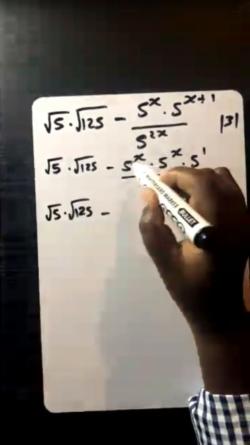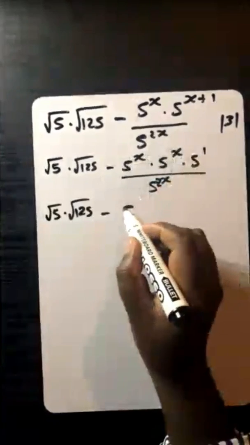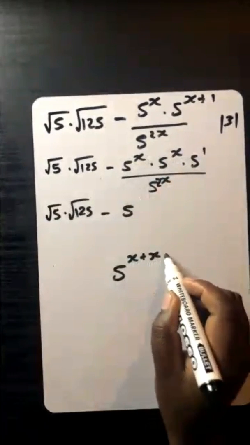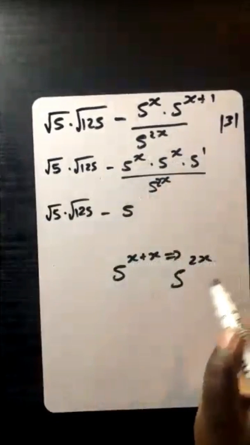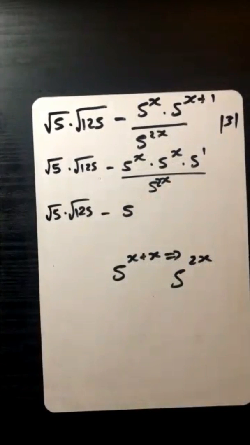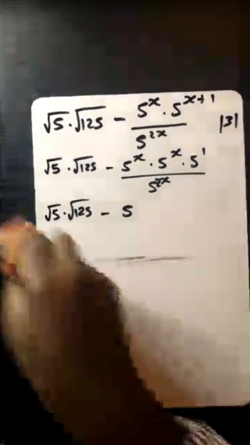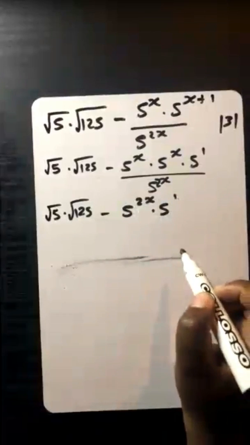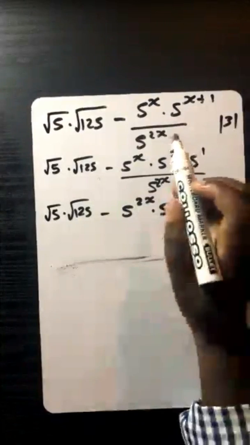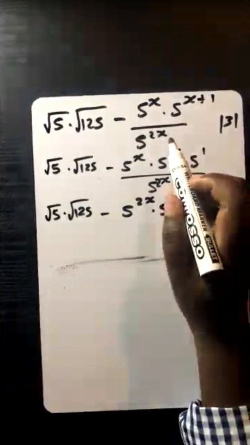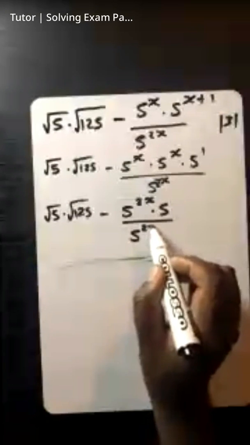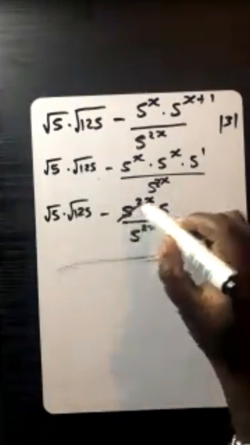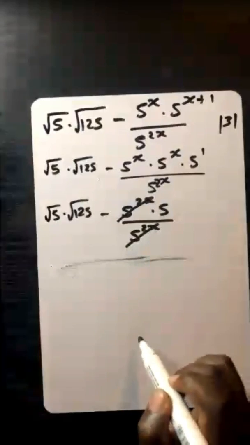When you multiply the same bases, you add the exponents, which means you're going to have 5 to the exponent x plus x, which equals 5 to the exponent 2x, because x plus x is equal to 2x. That means you've got 2x multiplied by 5 to the exponent 1. Remember, it's not necessary to write the exponent 1, over 5 to the exponent 2x. So you can see that cancels with that.